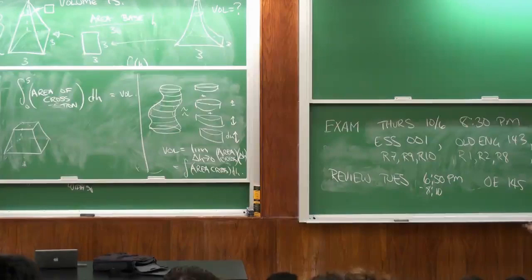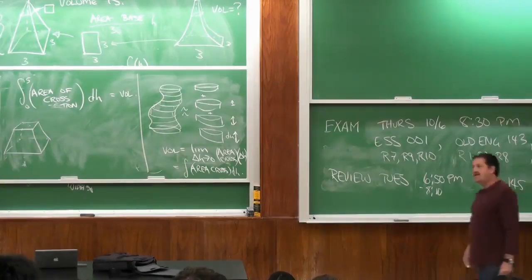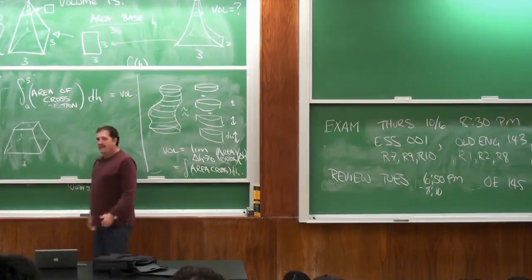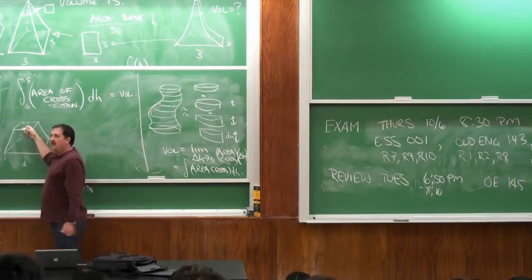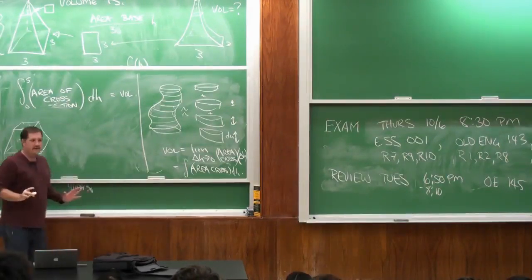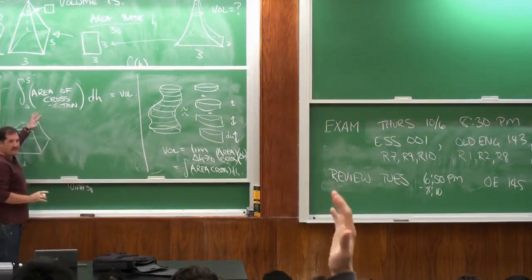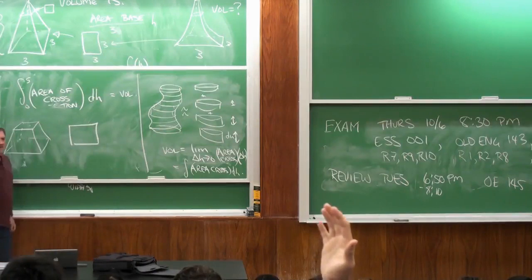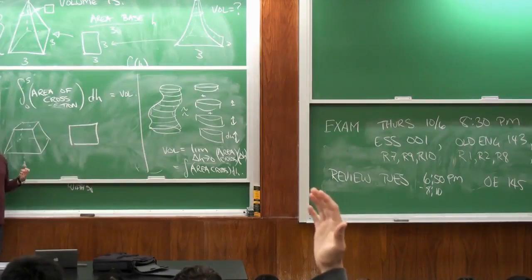Well, I have to know what to integrate. Maybe you don't understand my question. I have to know what to integrate. So, what does the area of this cross-section depend on? Okay, forget about height for a minute. Suppose I cut this thing, and I look at it. It's a square. What do I need to know?